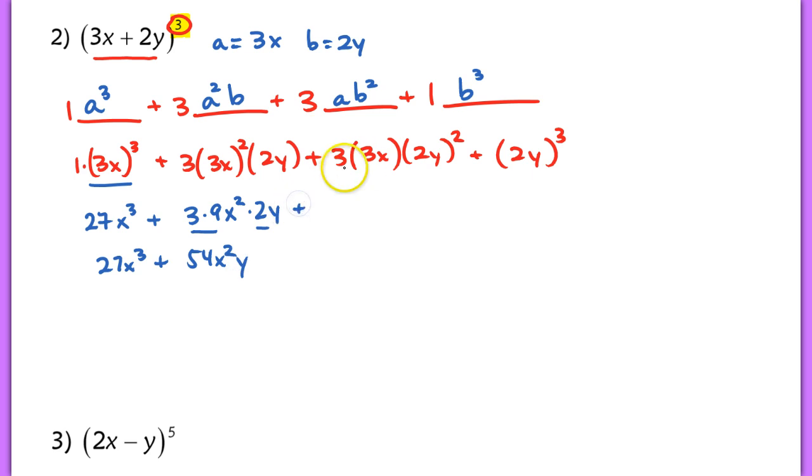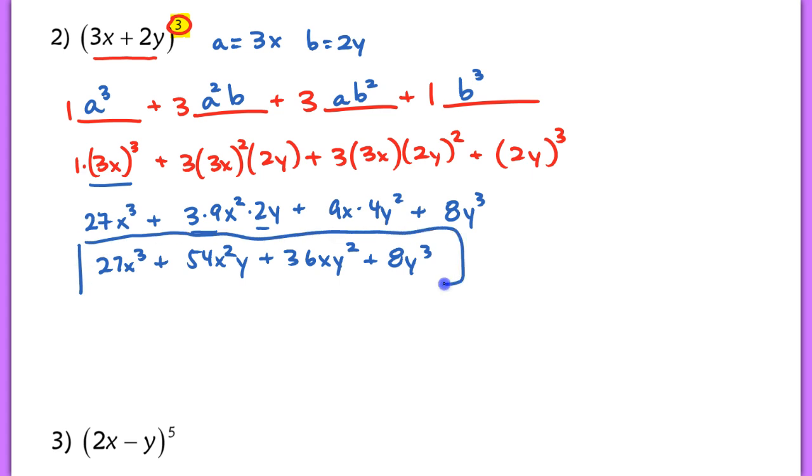The next term here I have 3 times 3x, so that'll give me 9x, and then times the 2y squared should give me 4y squared. So that term will become 36xy to the second. Final term here is going to be 2 cubed, so that's 8 times y cubed. So I have my final product here, which contains 4 terms. And if I look at the exponents here, these exponents add up to 3. So here the missing exponent is 1 and 1, but each term here, the exponents add up to 3.